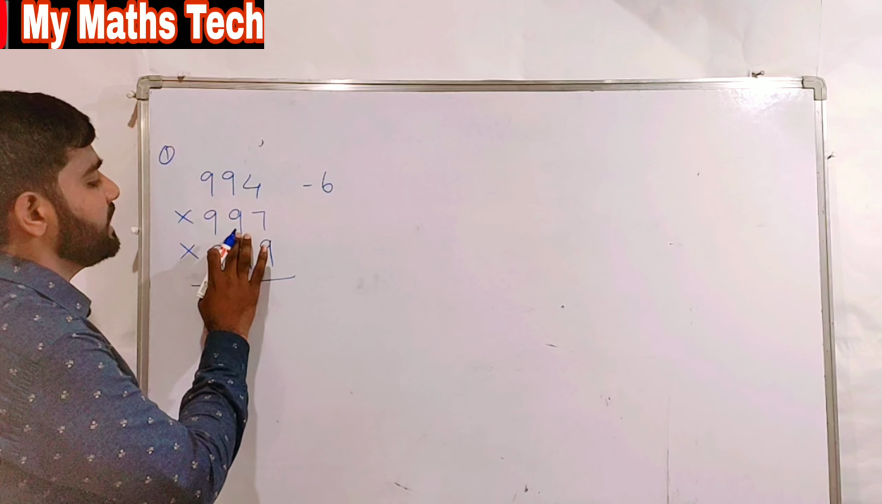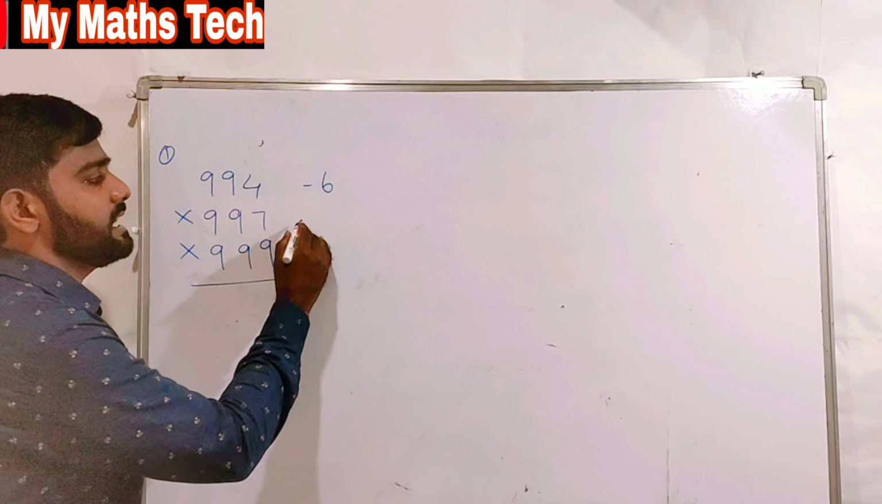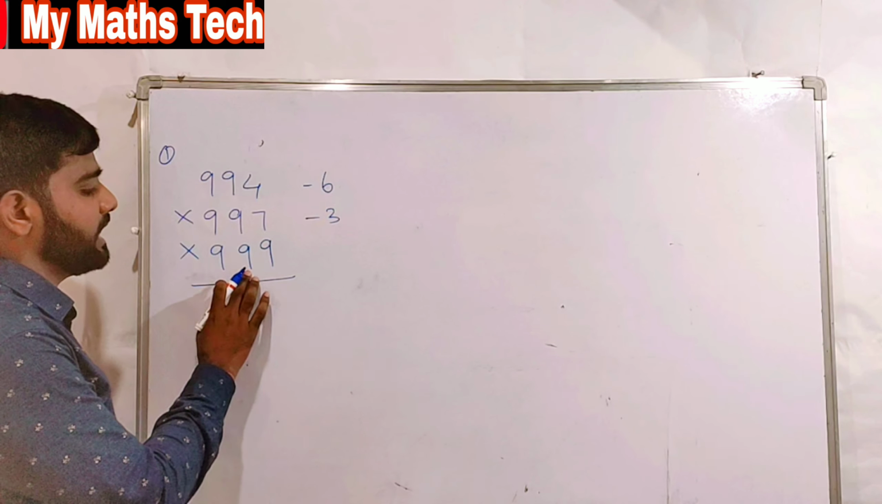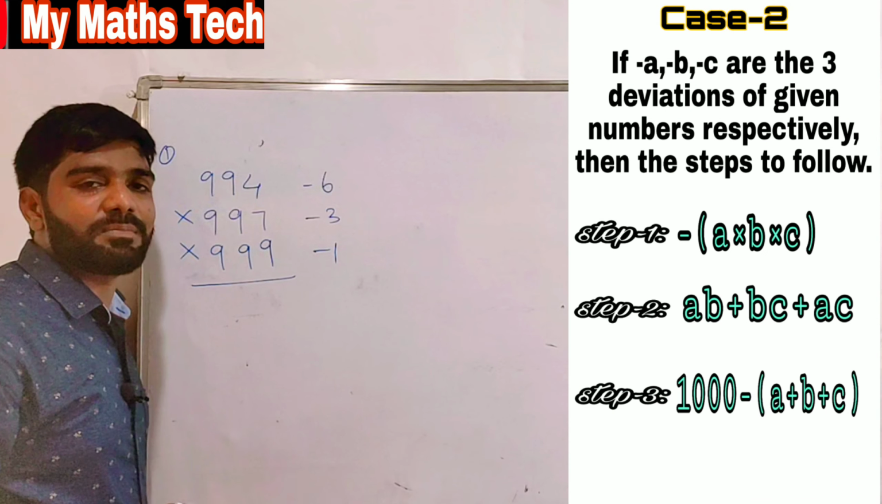And the second number 997 is 3 less than 1000. The last number 999 is 1 less than 1000. Now we can apply the formula.